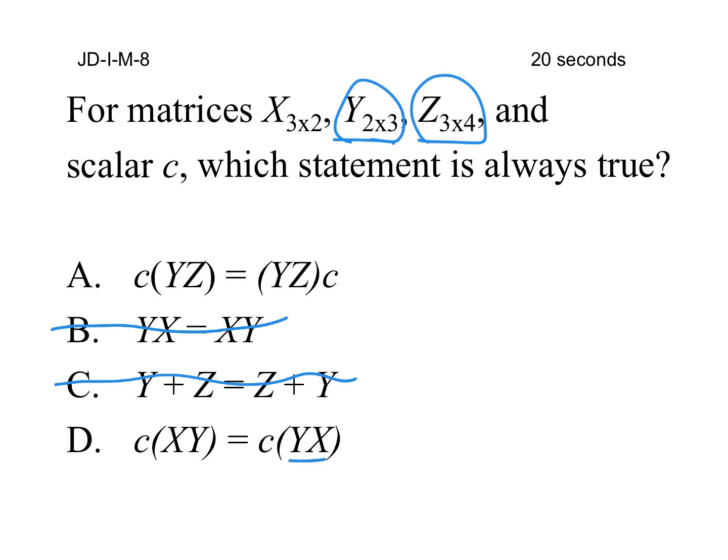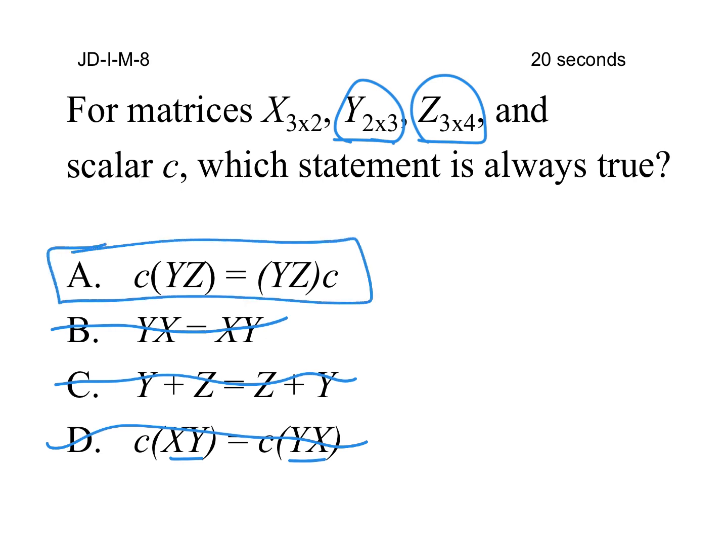Choice D, we have these in a different order again, so that doesn't work. Notice on A, the only difference is where the scalar is. Normally we would put the scalar in front, but if you put it behind, it actually would work out the same also. So it would be answer choice A.